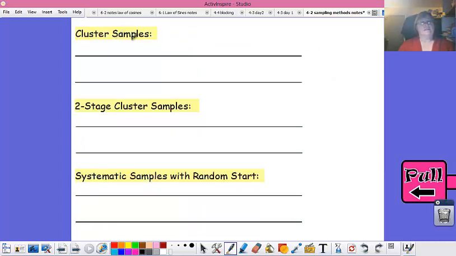The next of our sampling methods, cluster sampling. In this case, the population is also divided, but it's divided by geographic location.